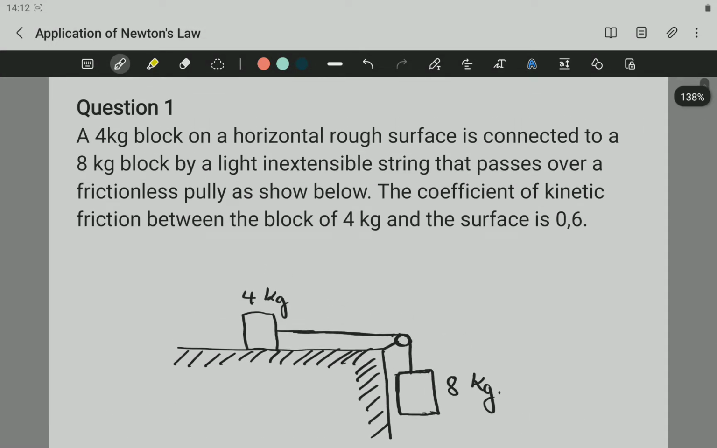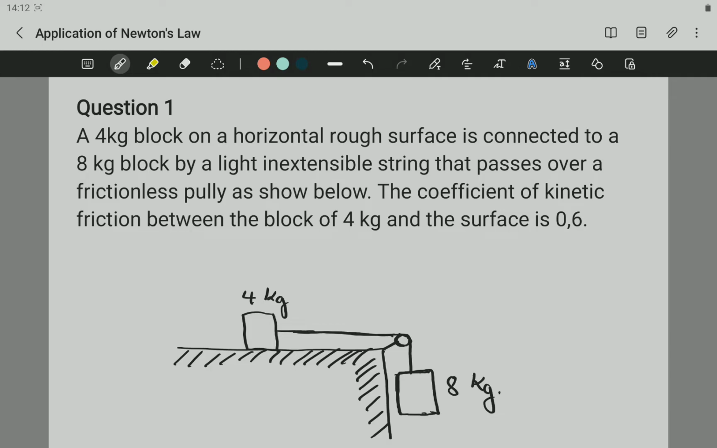Hello learners, Mr. G here, and today we are going to make another video related to application of Newton's law. In this case, there's going to be two objects. It's a system of two objects connected by a string, but the two objects are moving in different directions. So let's see how to solve this question, and I hope you do understand.